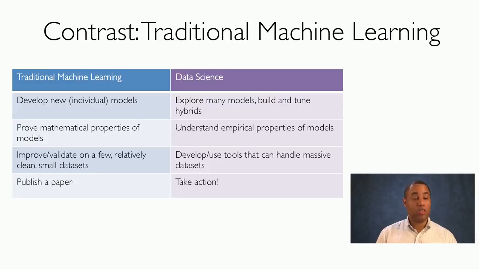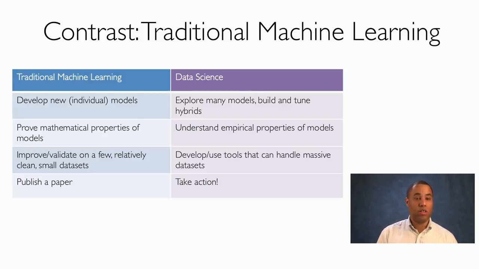In traditional machine learning, it's all about proving mathematical properties of the models. Whereas in data science, we want to understand the empirical properties of the models. That is, how do they perform in practice, both in terms of accuracy and in terms of actual wall clock time? How quickly do they run?